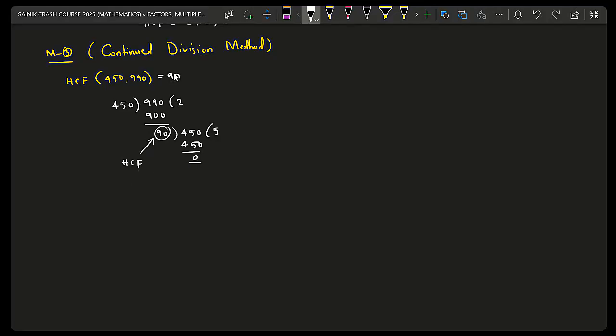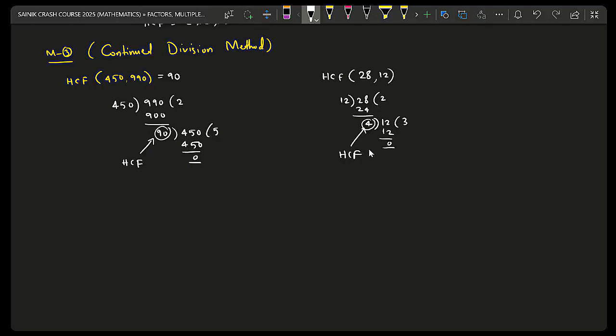So I'll take one more question. For example, HCF of 28 and 12, we want to find the HCF. With the smaller number, you divide the bigger number. 12 twos are 24 and the remainder is 4. With 4, you divide 12. So 4 threes are 12 and the remainder is 0. Which divisor gave you remainder 0? That is 4. So HCF is 4.